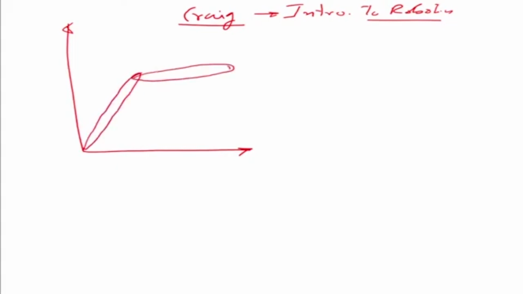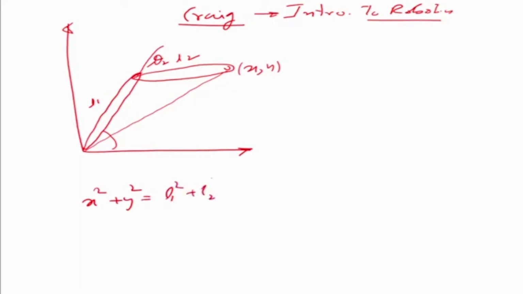So these are two links, and this is my angle between them. This is L1, this is L2, and this is my minus theta 2. This is my theta 1 angle. So the method used here is the law of cosines. This is my xy, so x squared plus y squared is equal to L1 squared plus L2 squared minus twice L1 L2 cos of 180 plus theta 2.